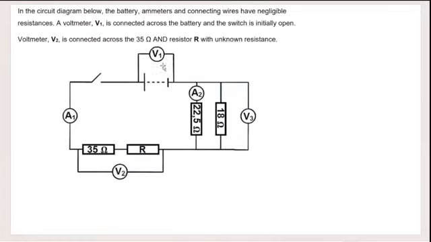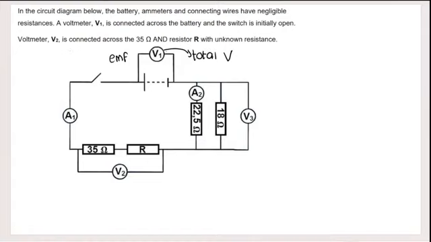That's very easy. This question, I think, was a little bit more difficult. This whole story, always read the stories before your questions. V1 is connected across the battery. So V1 will measure total voltage, total V. The switch is initially open. So when the switch is open, this will initially read the EMF. When it closes, it's going to read total potential difference.